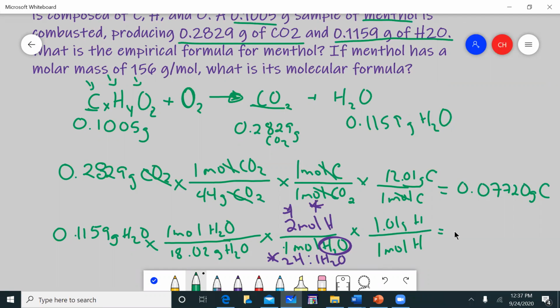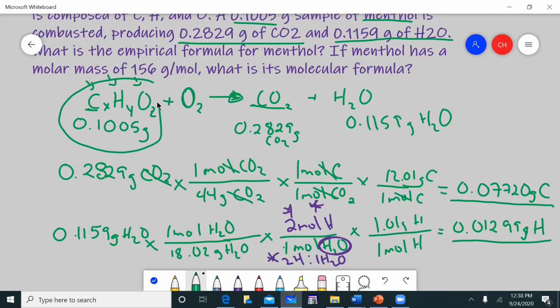That's just the molar mass of hydrogen. And I end up getting 0.01299 grams of hydrogen. So now I know my grams of carbon, and I know my grams of hydrogen. How do I get my grams of oxygen? You don't have to do anything very complicated to get grams of oxygen. We know the entire mass of the molecule, and we know how much carbon we have, and how much hydrogen we have. So we're just going to subtract it.